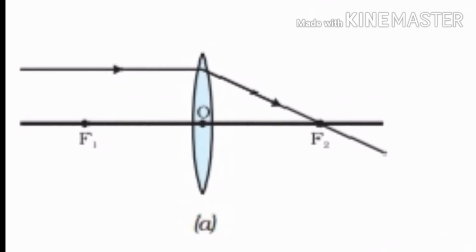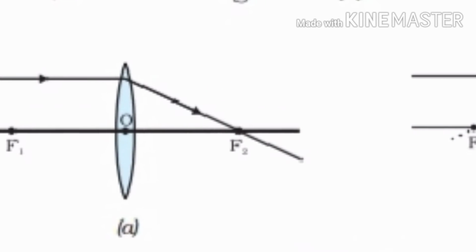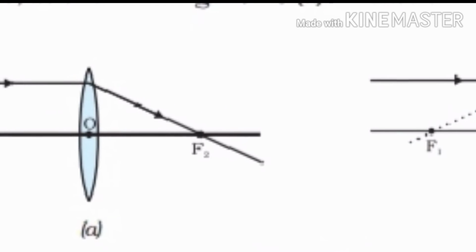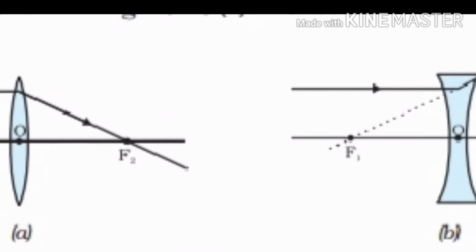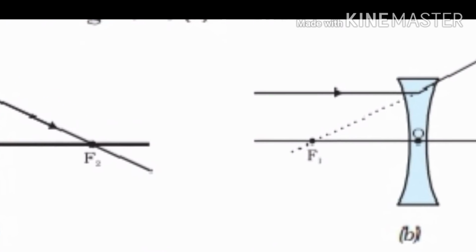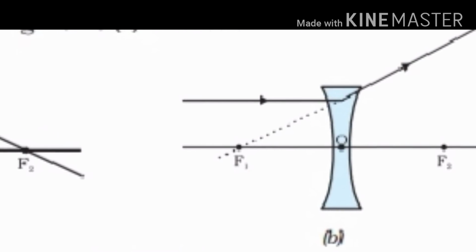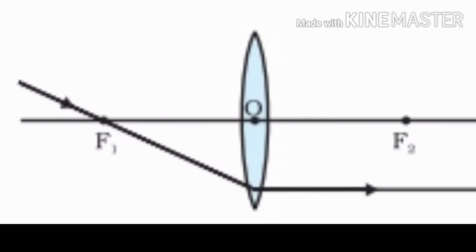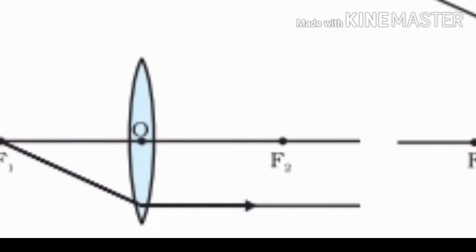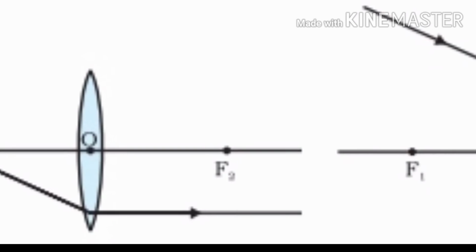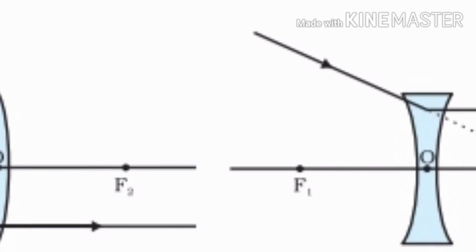Now let us see how we can represent the formation of images by lenses using ray diagrams. A ray of light from the object parallel to the principal axis, after refraction from a convex lens, passes through the principal focus on the other side of the lens. In case of a concave lens, the ray appears to diverge from the principal focus located on the same side of the lens. A ray of light passing through a principal focus after refraction from a convex lens will emerge parallel to the principal axis. A ray of light appearing to meet at the principal focus of a concave lens after refraction will emerge parallel to the principal axis.